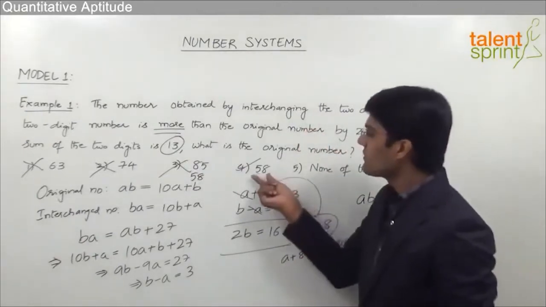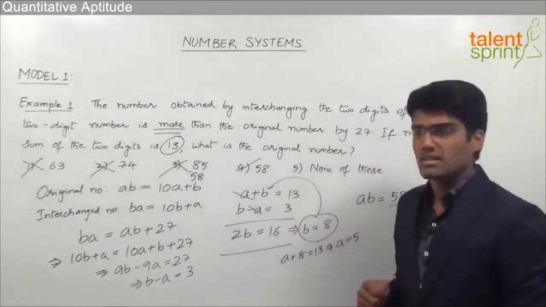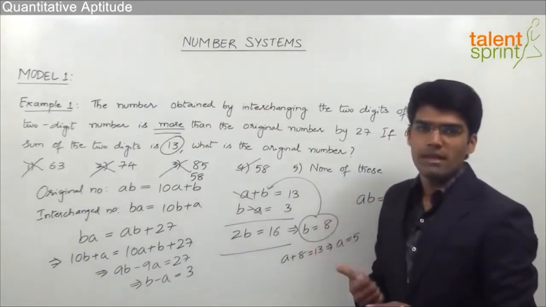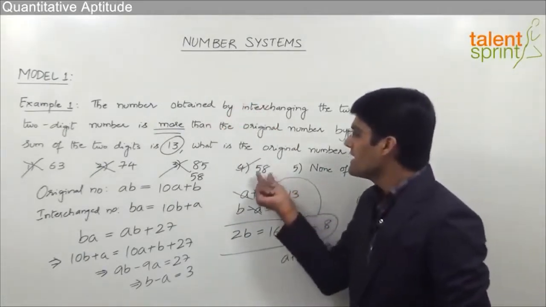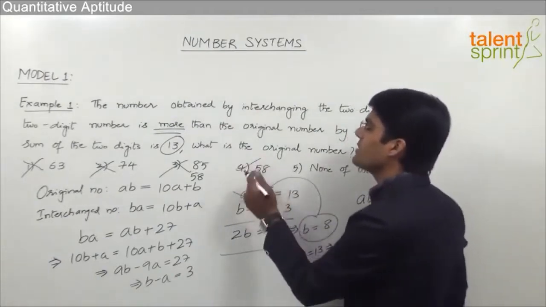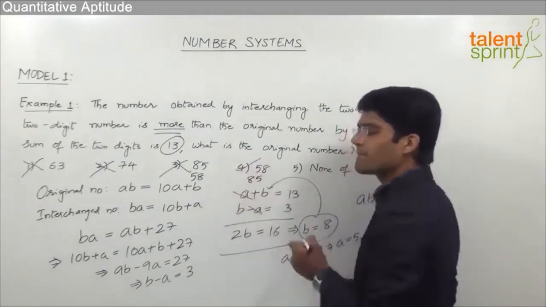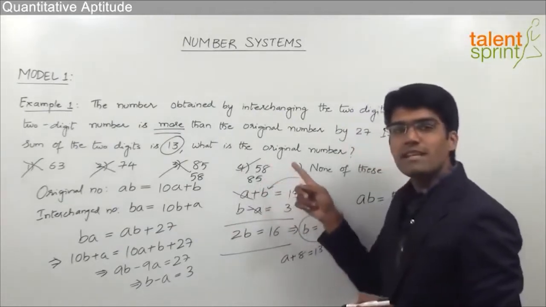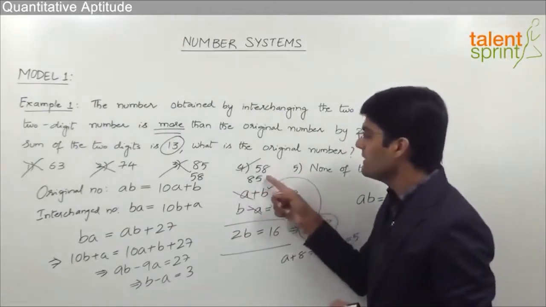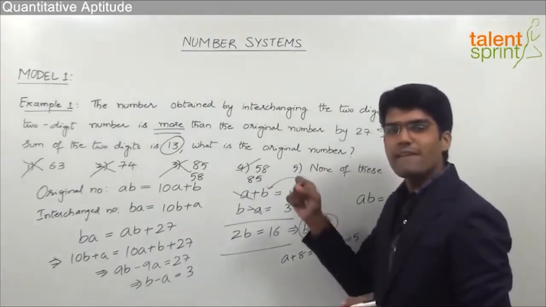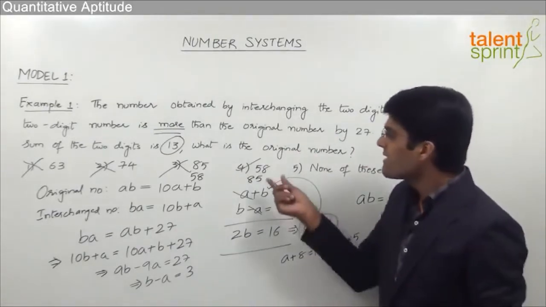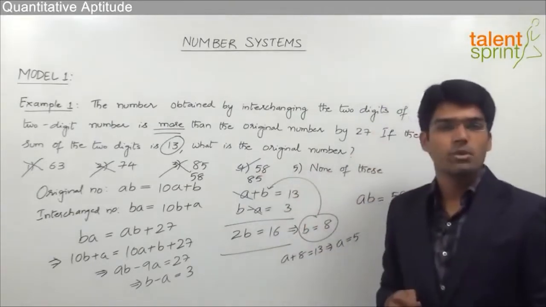So let us now check the fourth option for the second condition. That is, the number obtained by interchanging the digits should be more than the original number by 27. Now here in case of 58, when we interchange the two digits, it becomes 85. And 85 is more than 58 by 27, since the difference between these two numbers is 27. 85 minus 58 is exactly 27. So as you can see here, option 4 satisfies both the conditions.